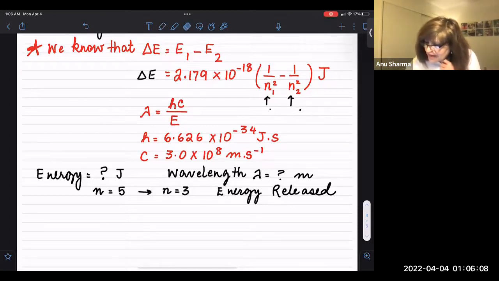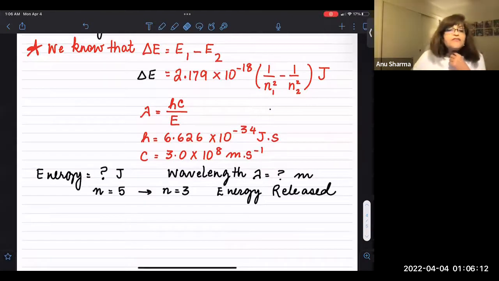Now the wavelength is equal to hc over E. H is the Planck's constant, the value is already known, 6.626 times 10 to the power negative 34 joules times seconds. And C is the speed of light, which is 3.0 times 10 to the power 8 meters per second. Just using these formulas, let's find these values.